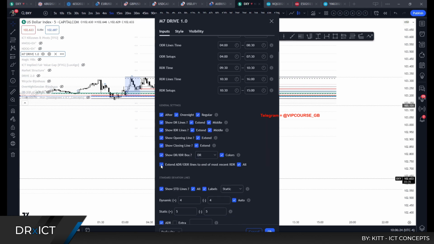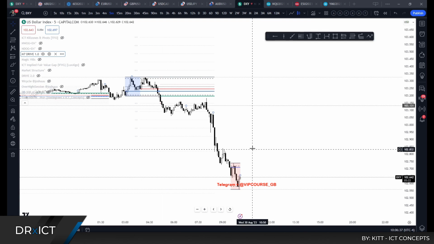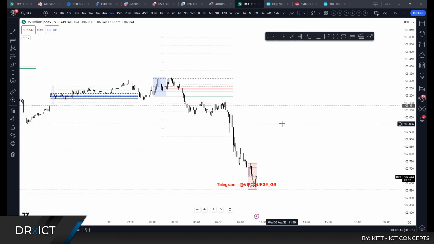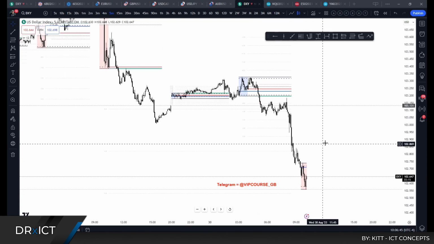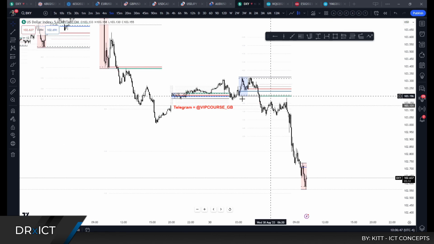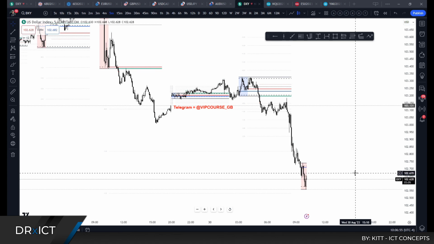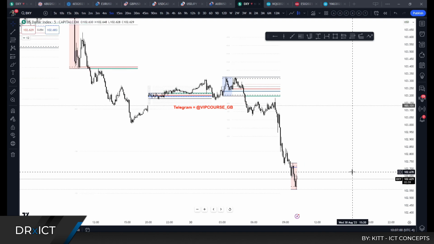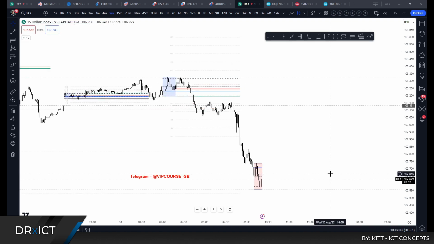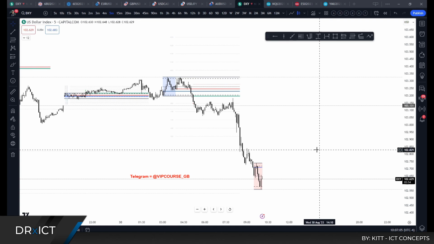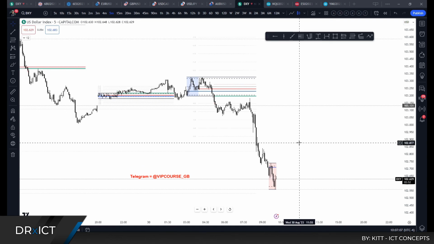But extending your ADR, ODR lines to the end of the most recent RDR, if you don't have that, and we go back and look at this, you can see how maybe it doesn't look like the KM7 model would play out. But my goal is to have a singular focus for you guys and a single model that you can rely on, that you can take to the bank in regards to finding consistency and profitability.